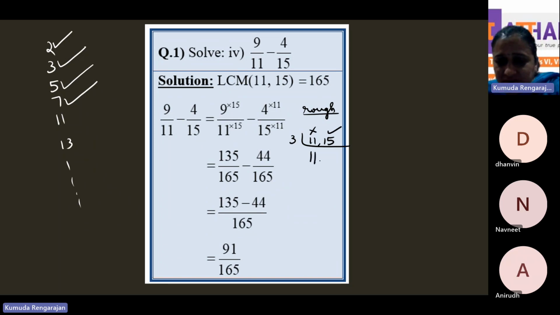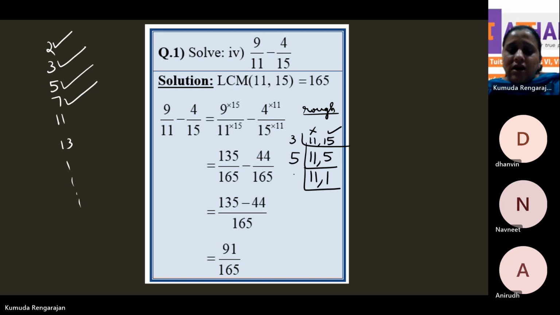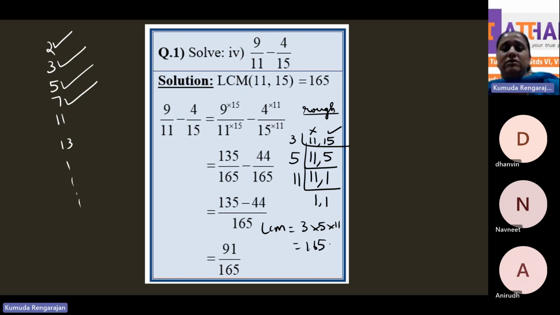Now write this 11 as it is. 3 5s are 15. Next, you can use 5. If it's not divisible, write the number as it is. Now this is divisible, so 5 1s are 5. Now 11. 11 ones are 11, and write this 1 as it is. So the LCM will be equal to 3 into 5 into 11, which is equal to 165. Take a picture now, children. Take a screenshot now.